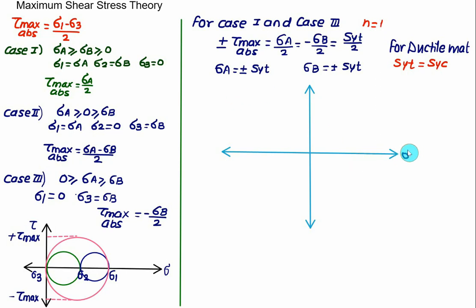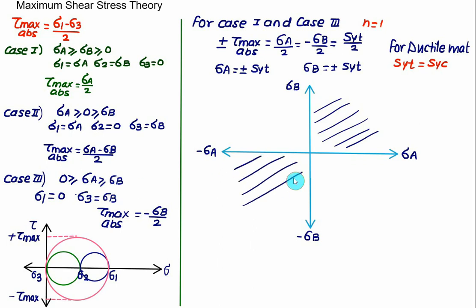Let the x-axis represent sigma A and the y-axis represent sigma B, with negative sigma A and negative sigma B as well. For case 1, sigma A and sigma B are both greater than 0, so this is the zone where both are greater than 0. For case 3, both are negative, that is, in the third quadrant. So this one is case 1, where both principal stresses are positive, and this one represents case 3, where both principal stresses are negative.